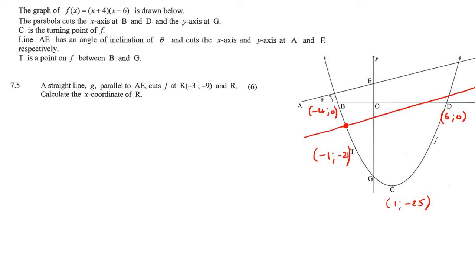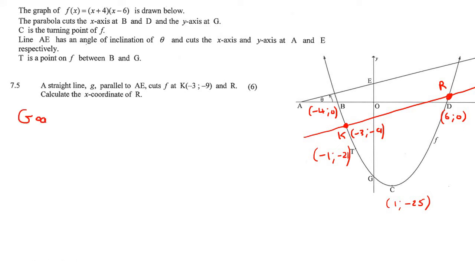So it says it touches it at K, which is minus 3, minus 9. And then it cuts it again at R. So this would be R, that would be R over there. Okay, so this is not a difficult question at all. The reason is if we can work out the equation of this line, then we can simply make that equation of this line equal to the parabola, and it will tell us what these 2 points are. So let's go work out the equation of KR.